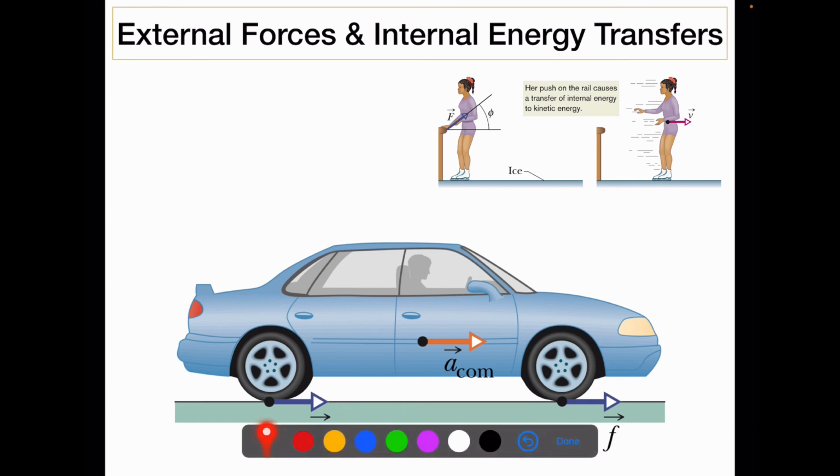The net external force F from the road, which is actually the sum of these frictional forces, accelerates the car and increases its kinetic energy. But the F does not transfer energy from the road to the car. Therefore, it does no work on the car. Actually, the car's kinetic energy increase is the result of internal energy transfers from the energy stored in the fuel, which happens inside the engine of the car.